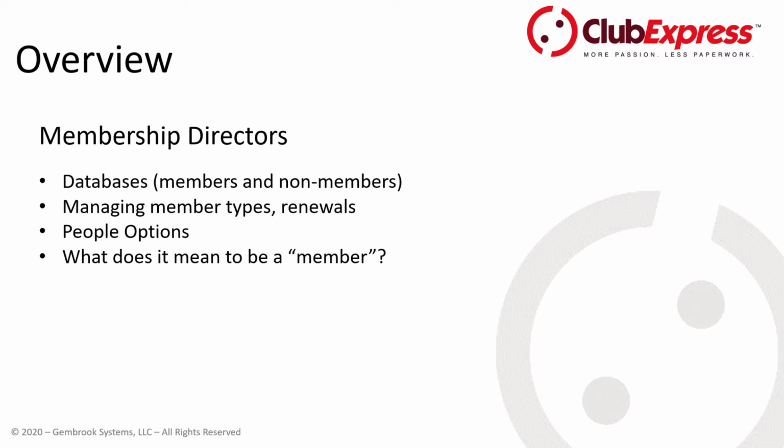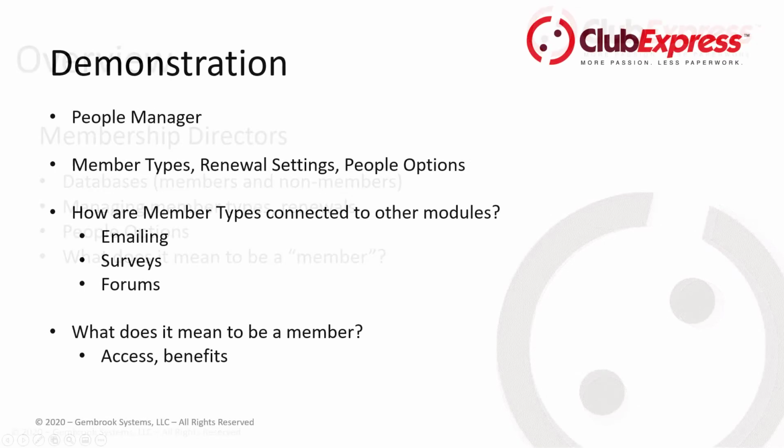So in today's demonstration, we're going to go through the People Manager. We won't go through it in as much detail as we have gone through in the past because this is an overview. It's a big picture webinar. We'll also talk about member types, renewal settings, people options, and then we'll talk about how your member types that you set up as a membership director are connected to the other modules on your site that maybe you as a membership director don't handle. And then what does it mean to be a member?